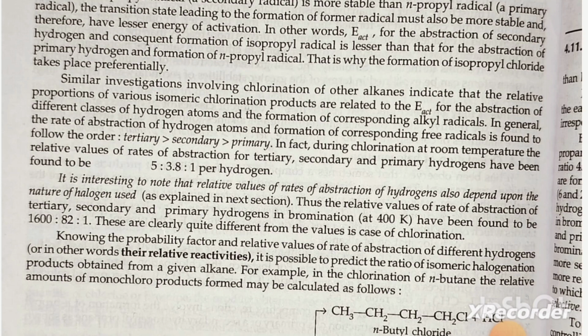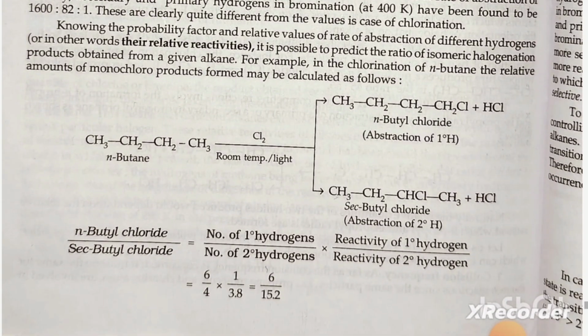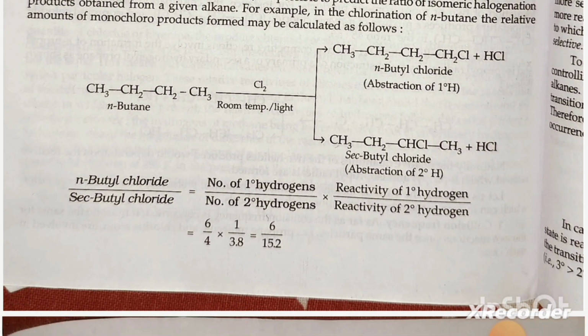Knowing the probability factor and relative values of rate of abstraction of different hydrogens, or in other words their relative reactivities, it is possible to predict the ratio of isomeric halogenation products obtained from the given alkane. For example, in the chlorination of n-butane, the relative amount of monochloro product formed may be calculated as follows. n-Butane in the presence of Cl2, at room temperature or light, gives rise to two products: n-butyl chloride plus HCl, by abstraction of 1 degree hydrogen, and the second product is secondary butyl chloride, by abstraction of 2 degree hydrogen.